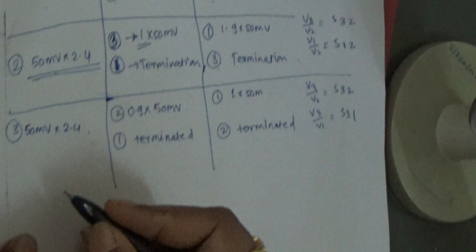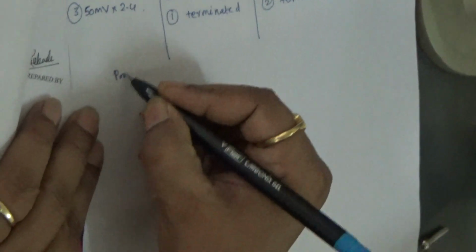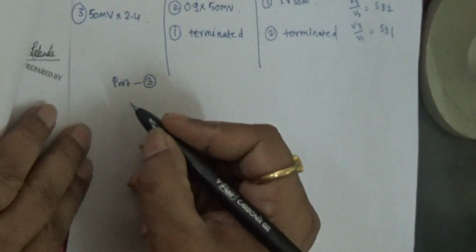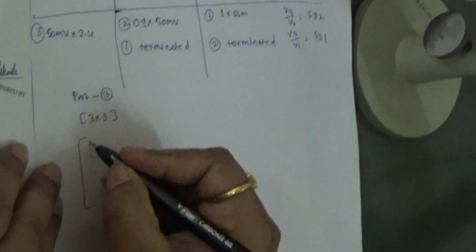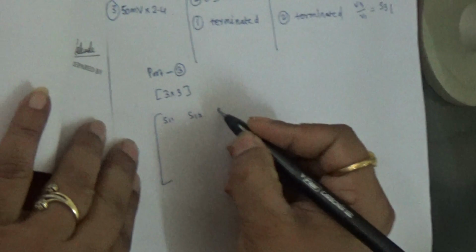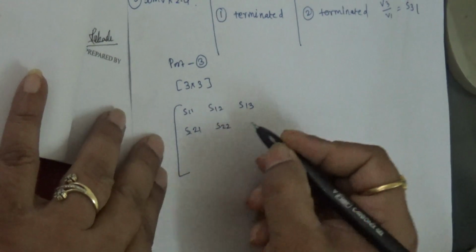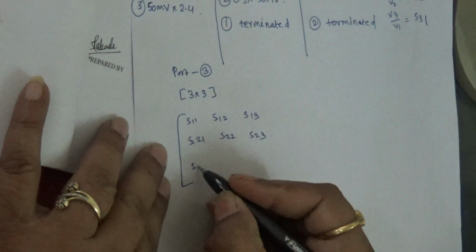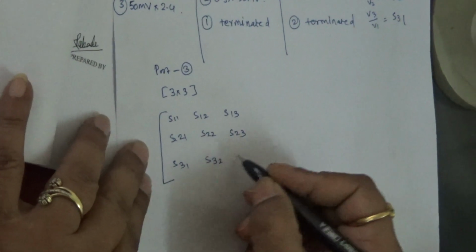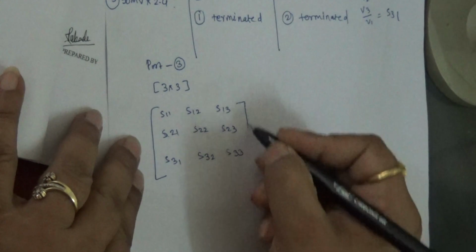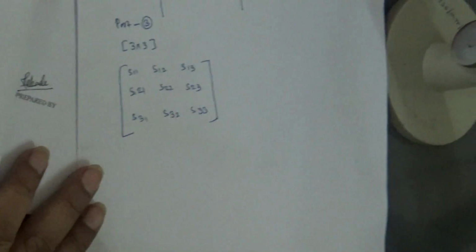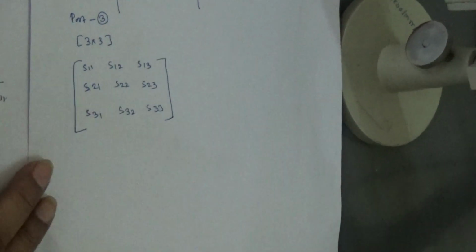You know that this is an S matrix. How many ports does it have? 3 ports, right? So it is a matrix of 3 by 3. The S matrix is S11, S12, S13, S21, S22, S23, S31, S32 and S33. But here practically we consider that all 3 ports are perfectly matched to the junction.